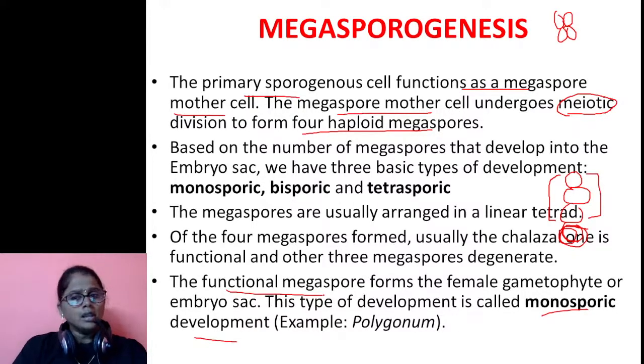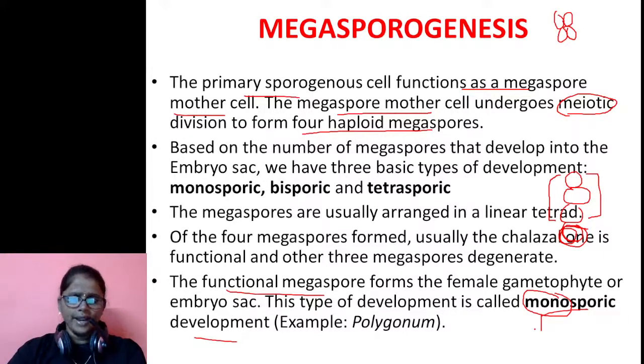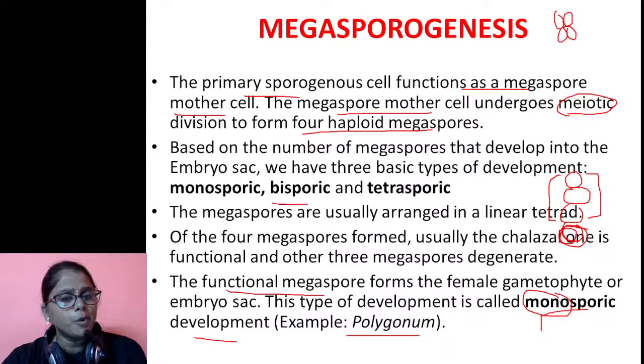அப்போ ரிமைனிங் இருக்கிற 3 என்ன ஆகும்னா they will get degenerated, அப்படியே dissolve ஆயிடும். So that is why we are calling them as a mono. Mono means single. So only one spore is developed out of the 4 divided cells. So that's why we are calling them as a monosporic development. Example, polygonum. Sometime it may be bisporic, sometime it may be tetrasporic.